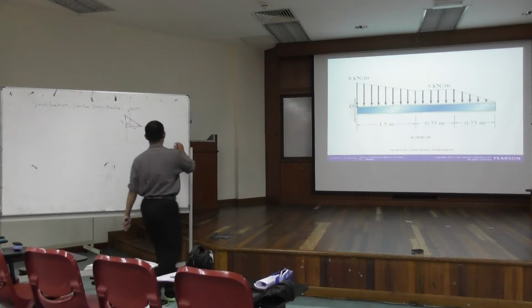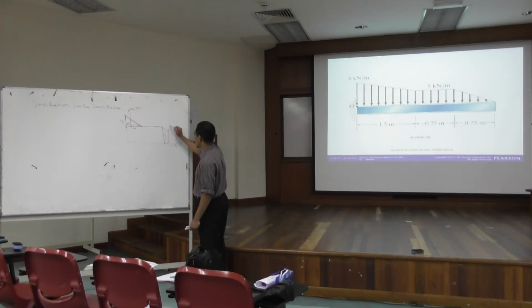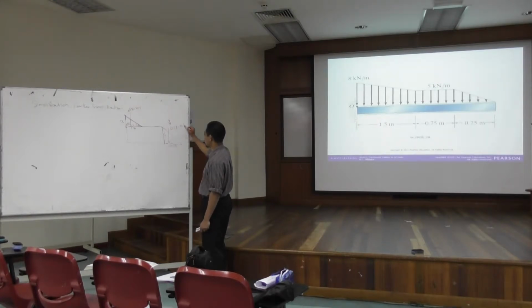For this one, it will be somewhat here. The value will be, this is 0.75. This height is 5. So it will be half, half 5, 0.75. That's the value. This one will be 0.25. This one will be 0.5.